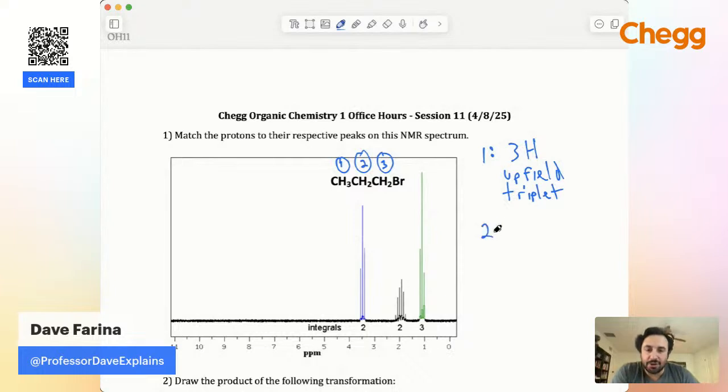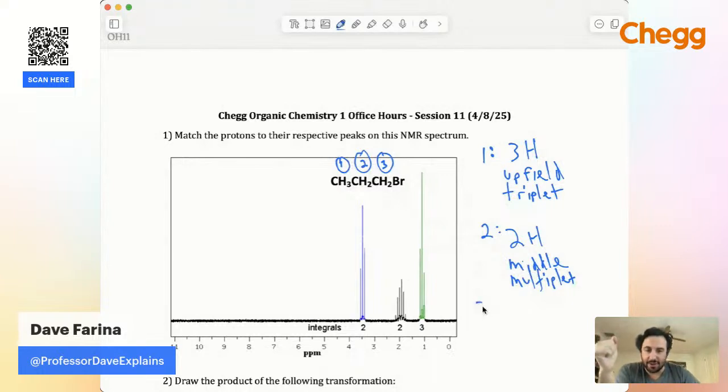Then for number 2, we're going to get that integrated to 2. And we're going to see that kind of in the middle. Let's just call it in the middle because it's closer to the bromine than the methyl, but not as close as this CH2 right here. And that will be heavily split. We're going to call that a multiplet because it's split quite a lot. Right, we've got 3 protons on this side, 2 protons on that side. 5 plus 1 is 6. It'll be split into 6 little peaks. And once you have that many peaks, we just call it a multiplet.